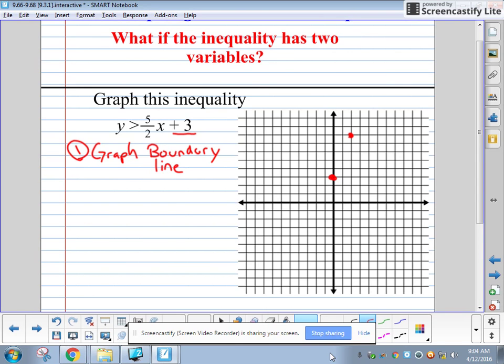Could also count that backwards. I could go down 1, 2, 3, 4, 5 and over 1, 2, just to get another point to make a nice line. And I'm going to draw my boundary line like the problem was equal to.